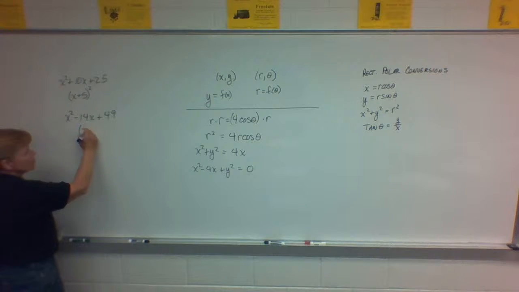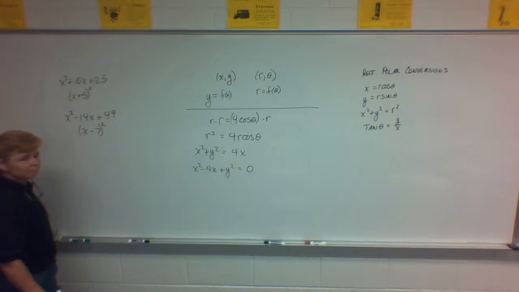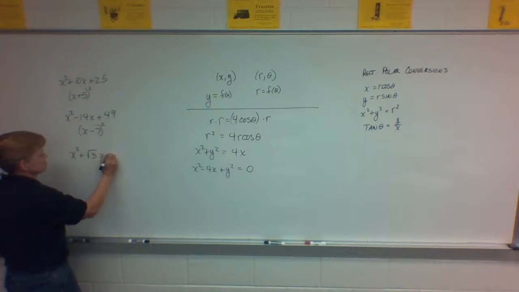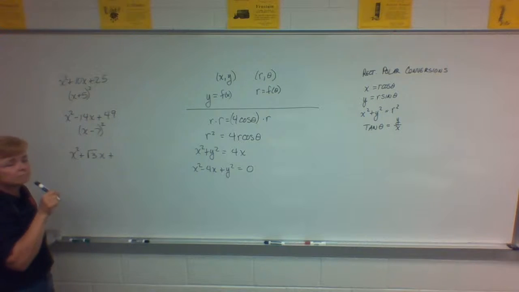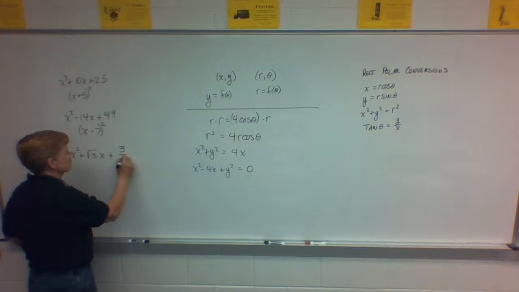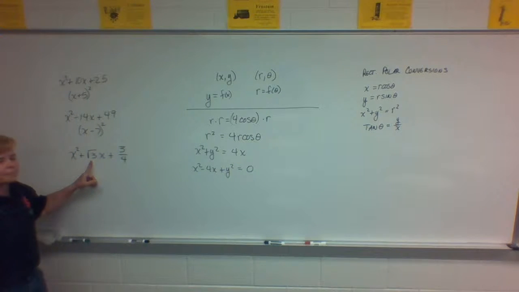x minus 7, x minus 7. Correct. Same two factors, right? Okay. How do you complete the square on this one? There's one for you. I'm hearing it, 3/4. Yeah. What is half of root 3? Root 3 over 2. What's root 3 over 2 squared? 3/4. How does it factor?